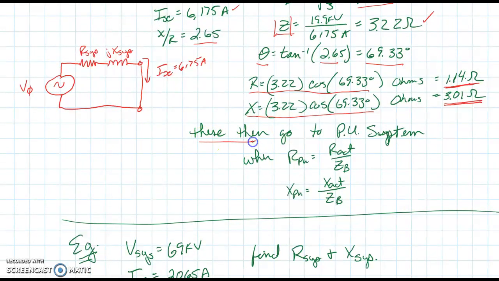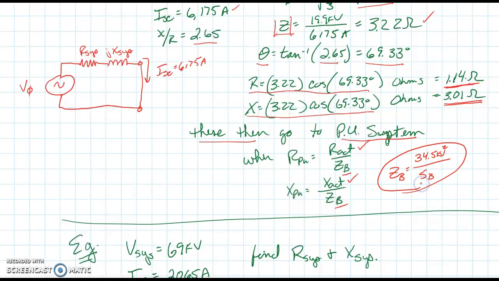Then we take these and we can put them into the per unit system, where we take the actual R sys divided by Z base and X actual divided by Z base. Z base is going to be our utility voltage, in this case 34.5 kV, squared, divided by S base for whatever system we happen to be working on.